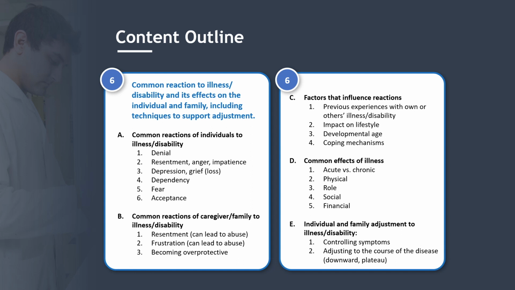C. Factors that influence reactions. Previous experiences with their own or another's illness or disability. Impact on lifestyle, developmental age, and coping mechanisms. D. Common effects of illness. Acute versus chronic. Physical, role, social, financial. E. Individual and family adjustments to illness or disability. Controlling symptoms. Adjusting to the course of the disease, downward or a plateau.